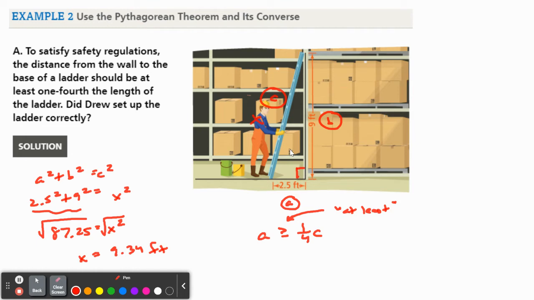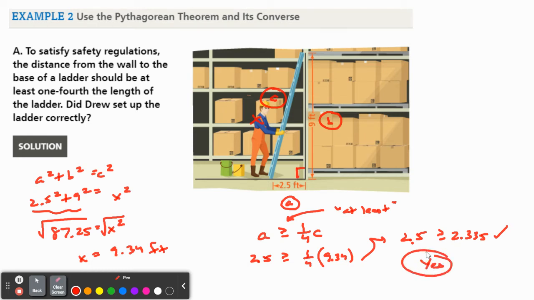So we're just going to plug in our numbers. 2.5 is my a, and the question is, is that greater than or equal to 1/4 of 9.34? When you do this, the right-hand side is 2.335. 2.5 is greater than 2.335. So yes, he has done this well. He set the ladder up correctly. Good for him.